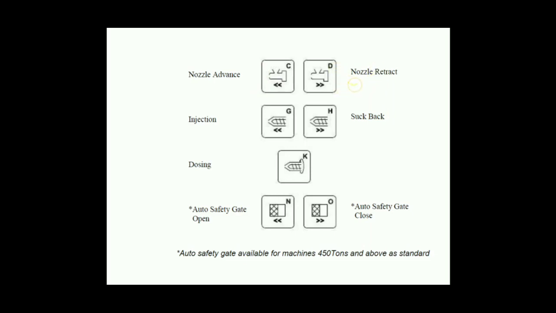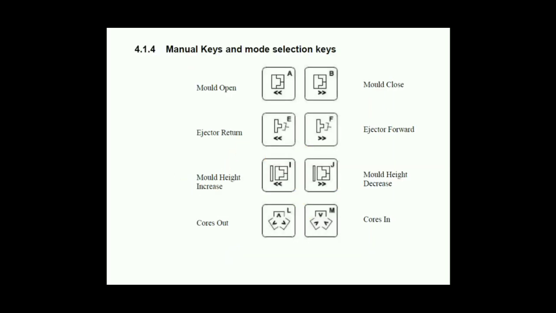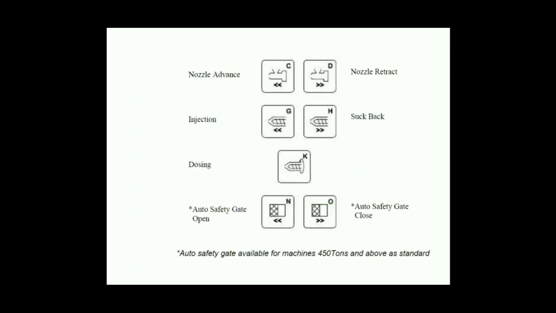So now it's time to learn from these figures what these buttons mean. Now this is for manual injection. If you want to do the injection in manual mode, then you have to press this particular button. This is suck back; from the figure you can get a clear idea. Here you can see the rotation of a screw has been shown, so that means it's the dosing button. Now you can clearly see dosing and all these buttons.